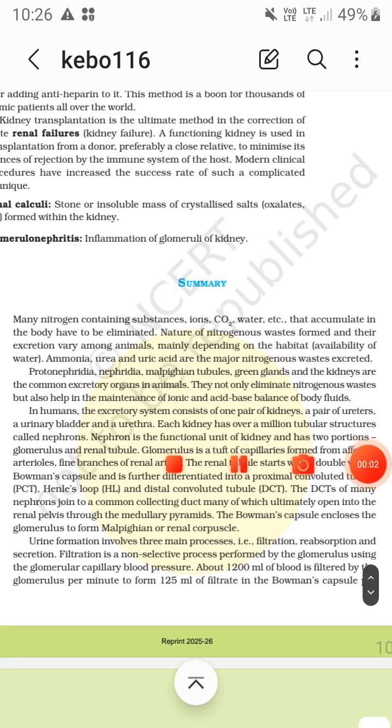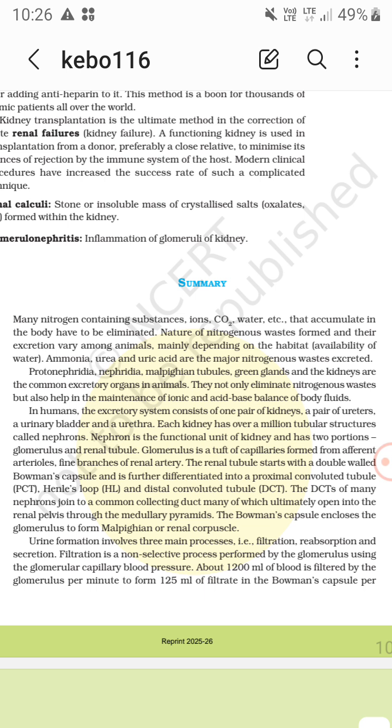So now we are going to the summary. Many nitrogen containing substances, ions, CO2 and water, etc., that accumulate in the body have to be eliminated.